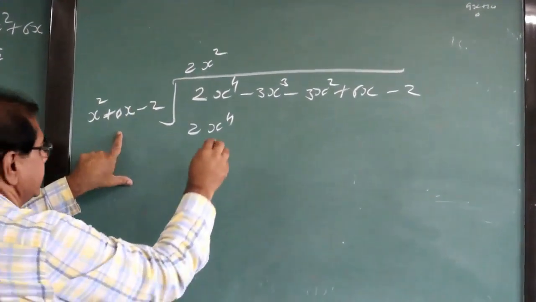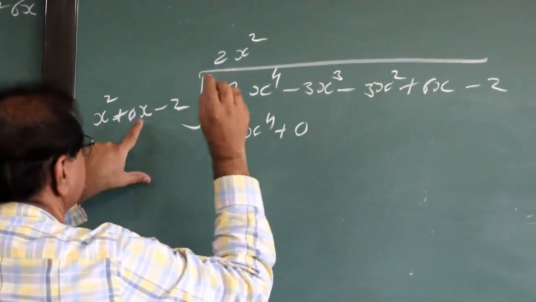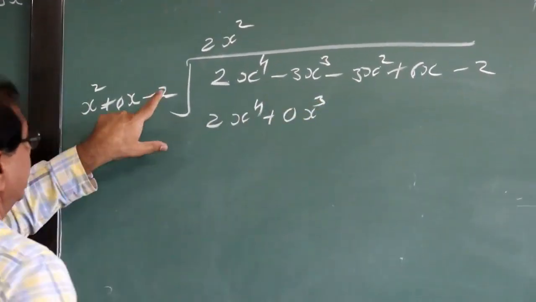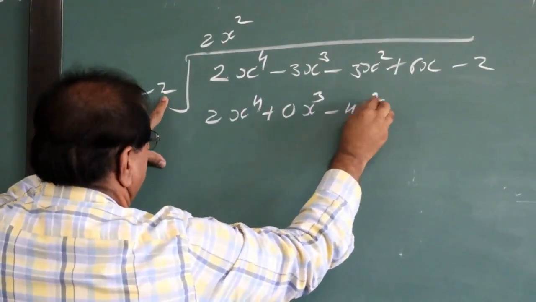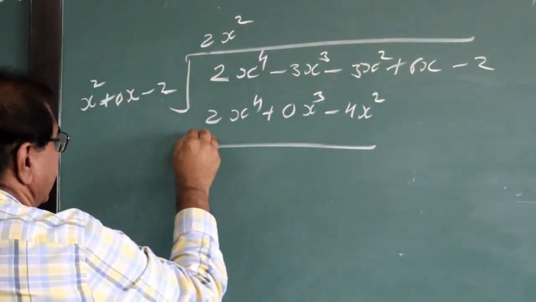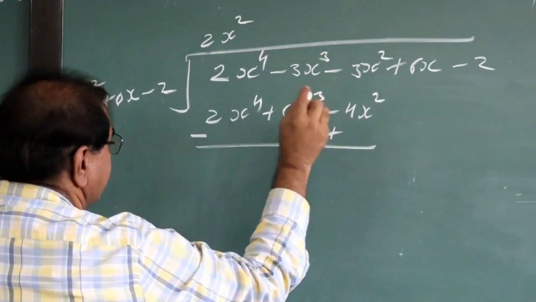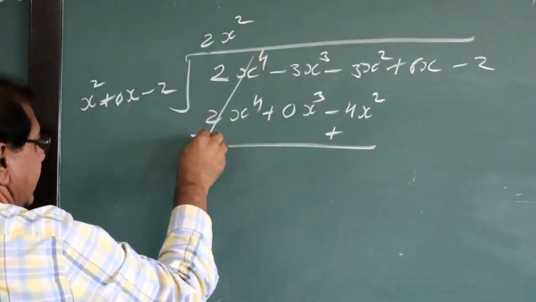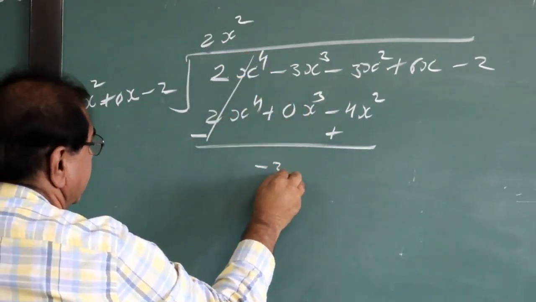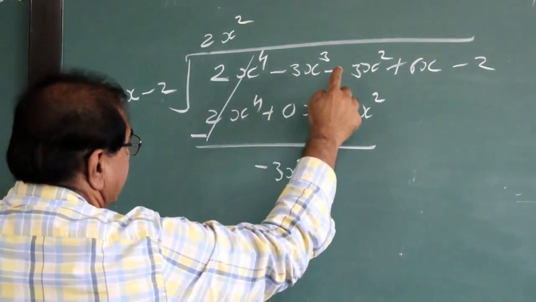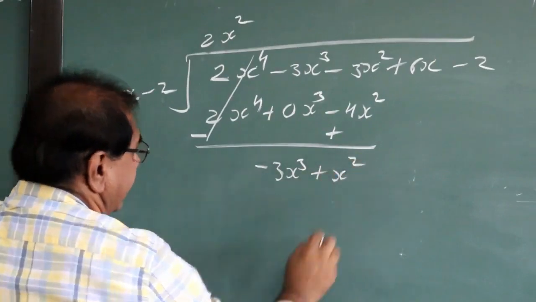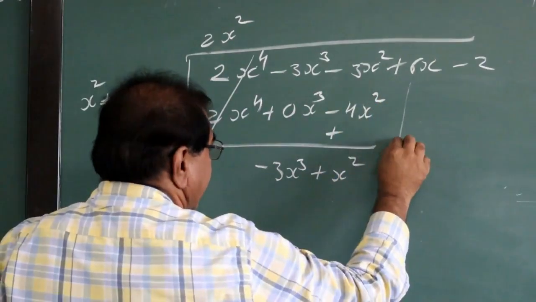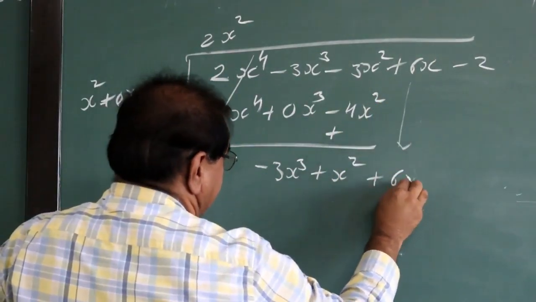2 zeros are 0, 0 we can give any sign. 0x cube. 2 2s are 4, but minus 4x square. Now we take the result, minus becomes plus. These are cancelled. Minus 3 plus 0, minus 3x cube, plus minus 3 plus 4, it is plus x square. Now one term we bring it down, it is plus 6x.